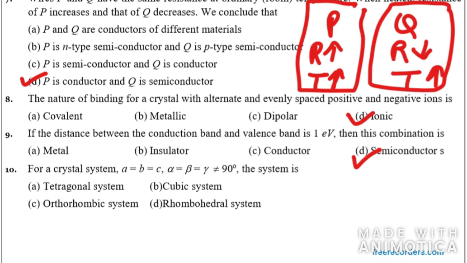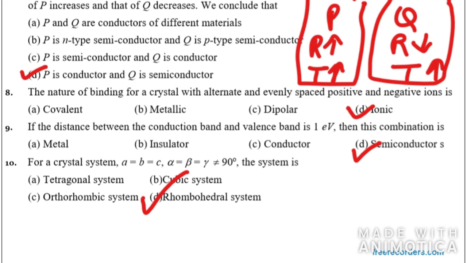For a crystal system where A equals B equals C, and alpha equals beta equals gamma not equal to 90 degrees, the system is tetragonal, cubic, orthorhombic, or rhombohedral. Out of these four, the right option is rhombohedral, because in that A equals B equals C and alpha equals beta equals gamma is not equal to 90 degrees. So the right option is B.